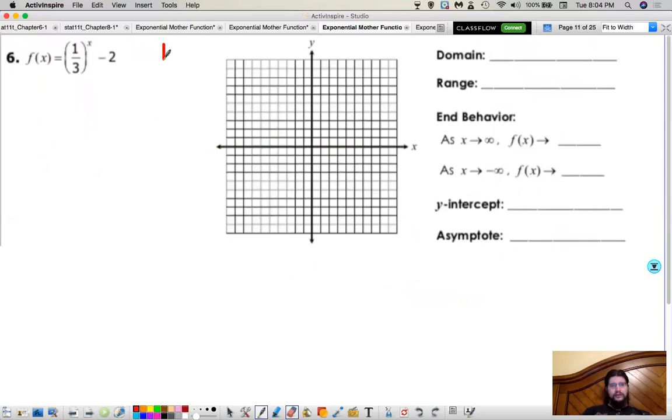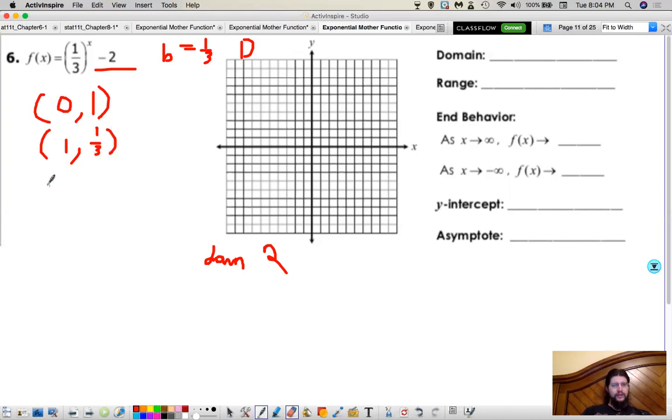All right, first thing, let's identify what B is. It's a third. That makes this a decay problem. All right. Do I have any reflections? No. Stretches? No. I've got a shift. That's going to go down 2. Basic points: 0, 1; 1, and B, which is a third; -1, and reciprocate B, 3 over 1, which is 3.